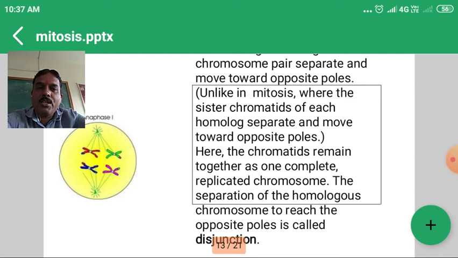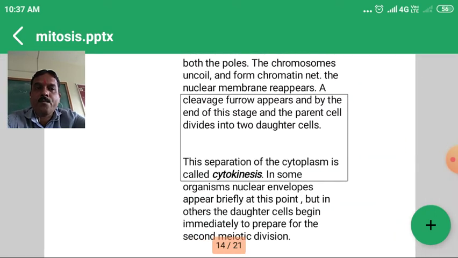Once the division of the centromere occurs, the chromatids are divided, and we can form four identical groups of sister chromatids, two at one end and two at the opposite end. We have to observe this because of the division of the centromere.